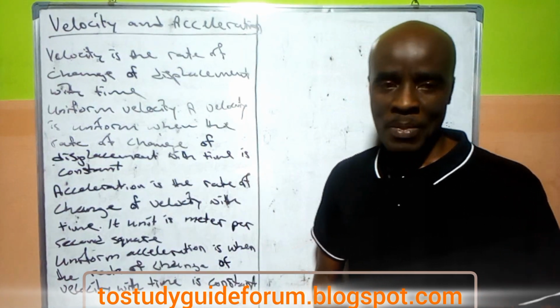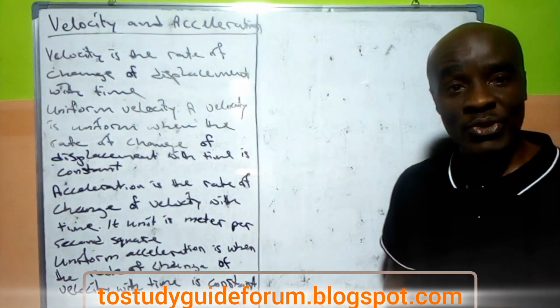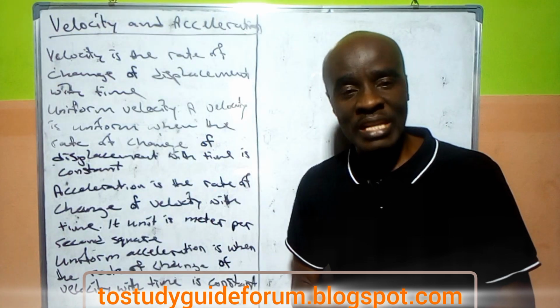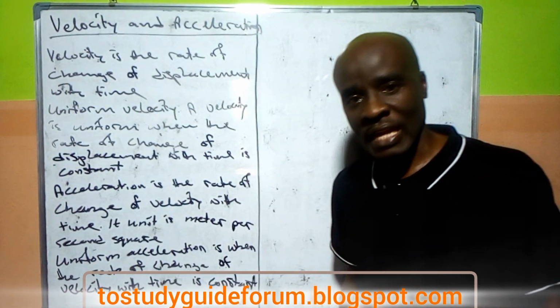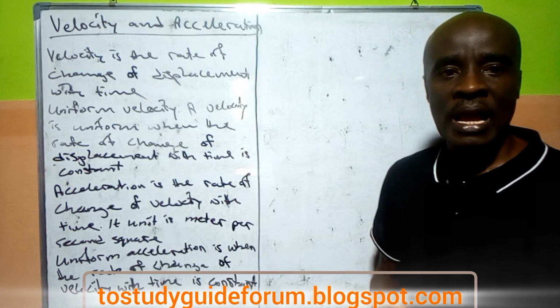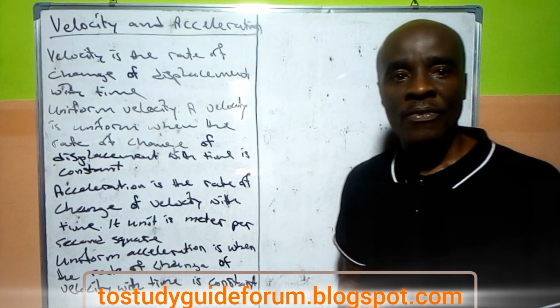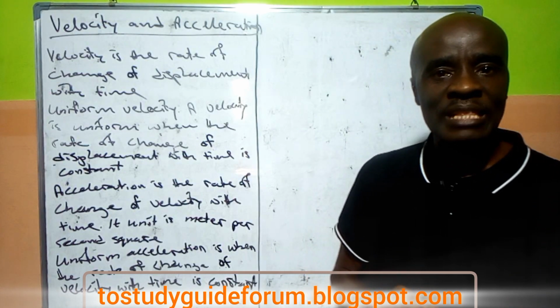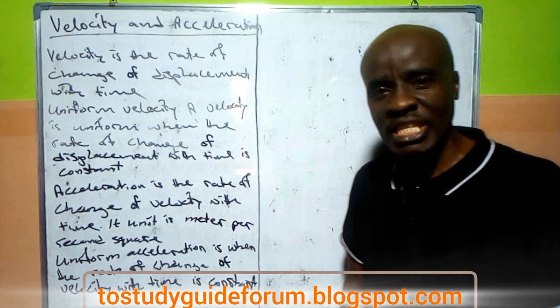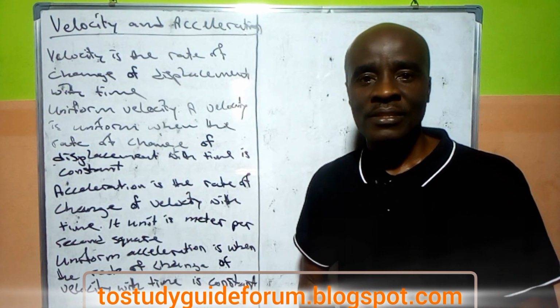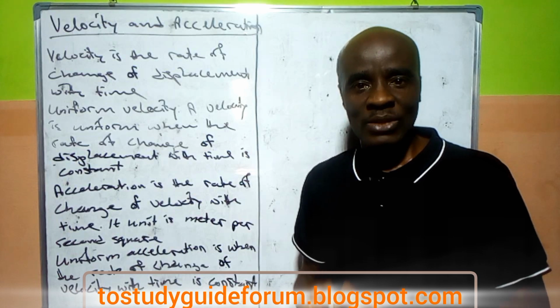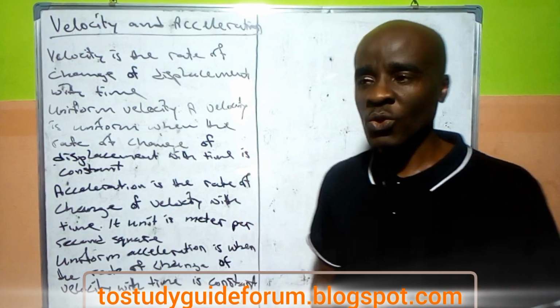Now acceleration. Acceleration is the rate of change of velocity with time. Acceleration can also be uniform. That is when the rate of change of velocity with time is constant, and it can also be variable. When it's variable, that means the rate of change of velocity with time is what? Not constant. I want you to pay attention to that. That's one of the basic things you need to know about this.